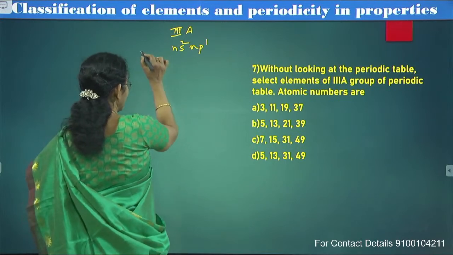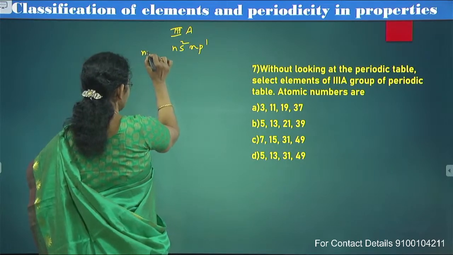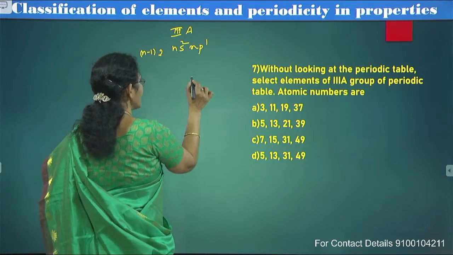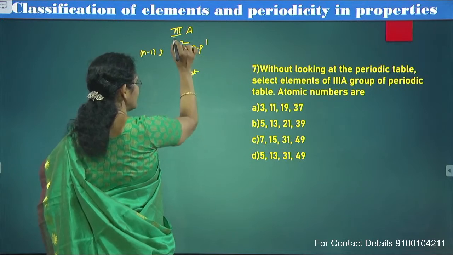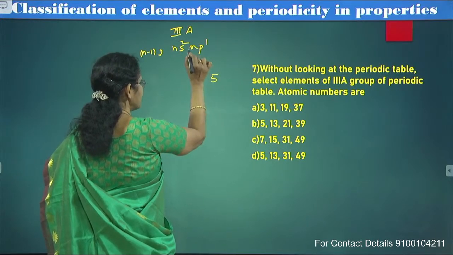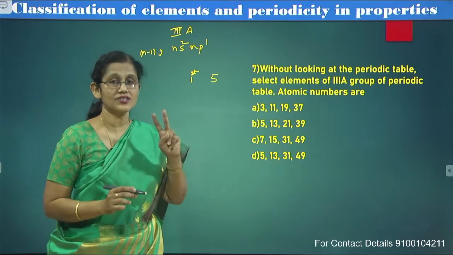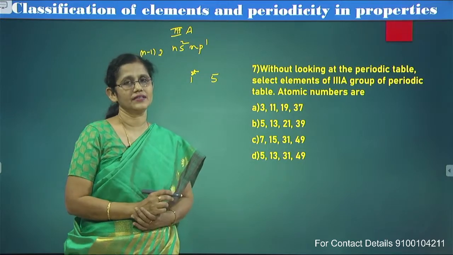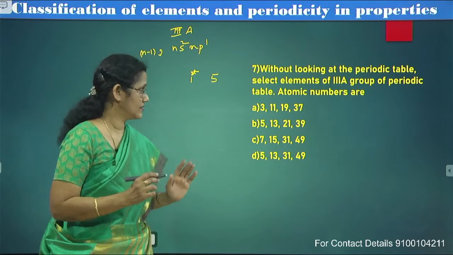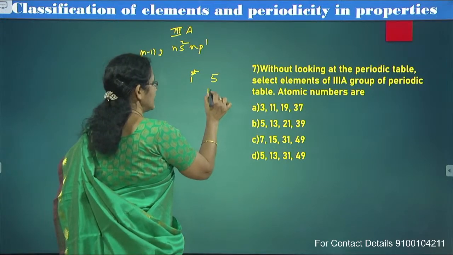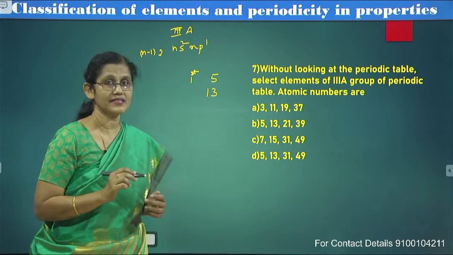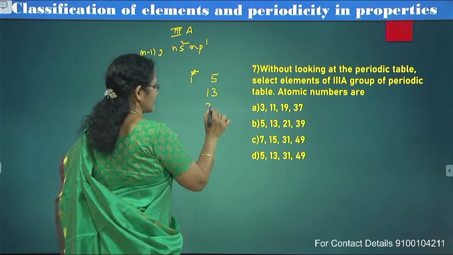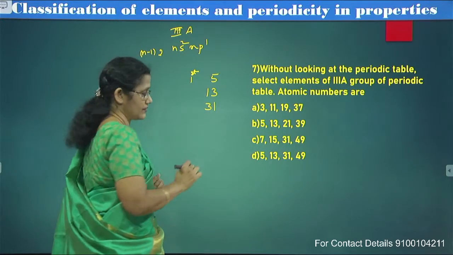So then I am writing n minus 1, that means core electrons, 2 electrons. So overall the first element of third A group is 3 plus 2. The first element in the third A group should have atomic number 5. Now, keep on adding: add 8, 5 and 8, 13, right? After 13 what we said? Add 18, right? So 18 and 13, 31. Add one more 18, 49.